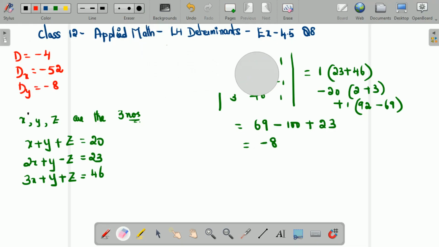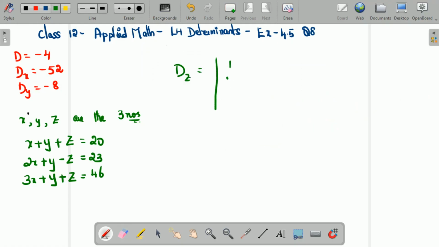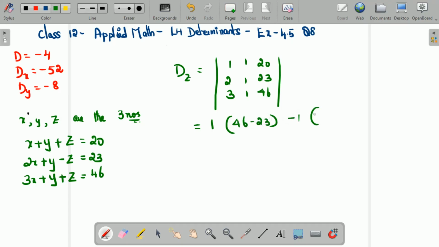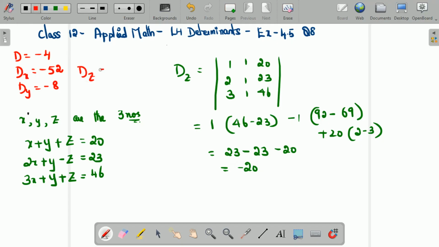Now let's evaluate Dz. The first column is 1, 2, 3. The second column is 1, 1, 1. The last column will be 20, 23 and 46. So if you evaluate, it is 1 into 46 minus 23, minus 1 into 46 into 2 is 92 minus 23 into 3 is 69, plus 20 into 2 minus 3. So if you simplify, this is 23 minus, this is 23 into minus 1, so minus 23. This is minus 1, so this is minus 20. So the final Dz value is going to be equal to minus 20.